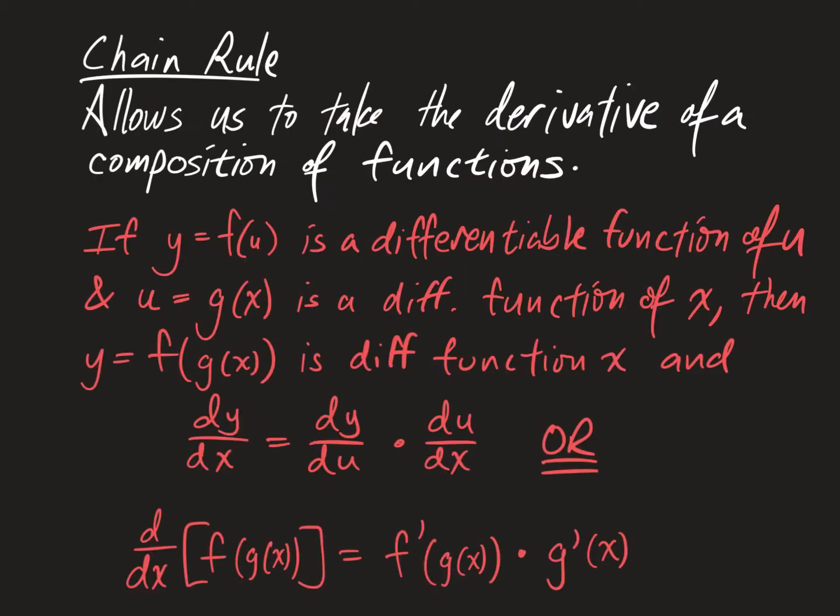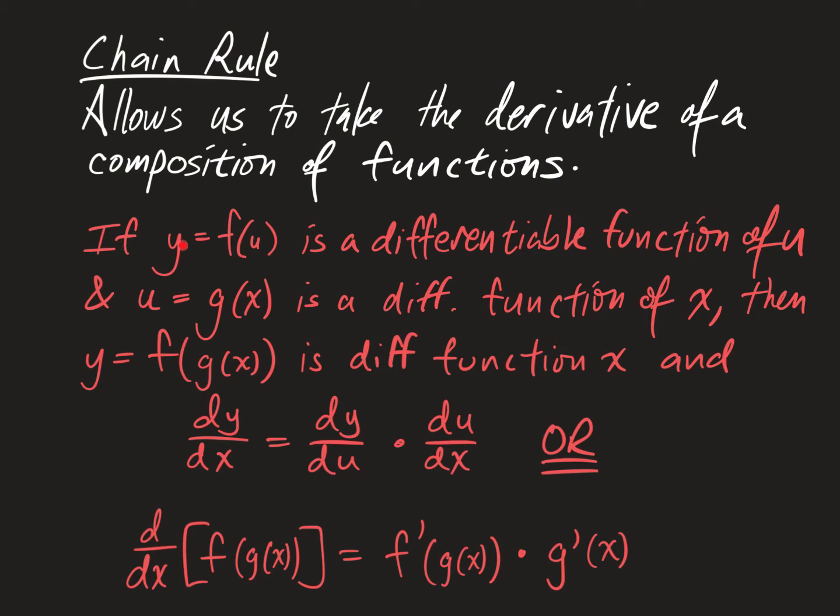So on this slide, we're going to go over what the chain rule is and why it's important. It's the rule that allows us to take the derivative of a composition of functions and really does open the door to take very complex derivatives, especially when you combine it with the product, quotient and power rule. So what does the chain rule say?